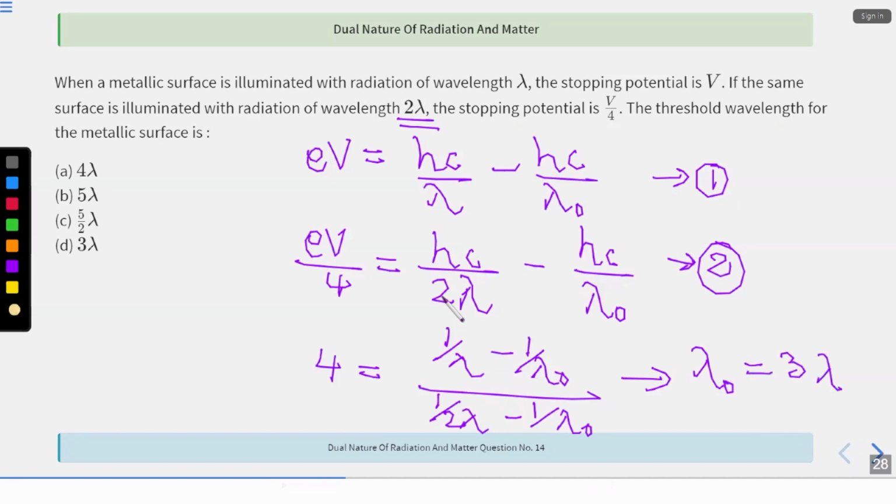Okay. And since the threshold wavelength is the maximum wavelength of the incident radiation required to eject the electrons from the metallic surface, we can see that initially it was lambda and 2 lambda. And both the times it was lesser than lambda naught, right? So therefore, no photoelectric emission took place, and the threshold wavelength is 3 lambda, right?